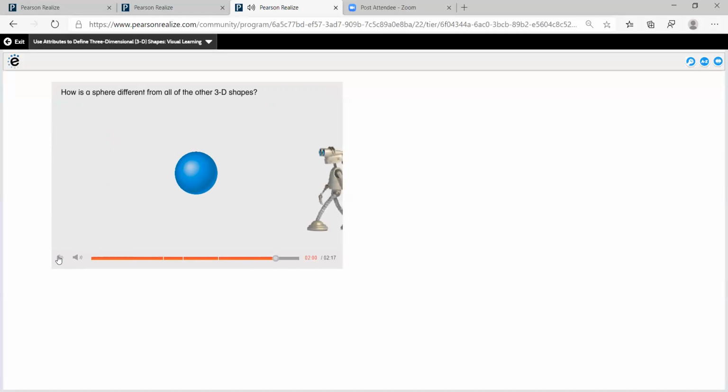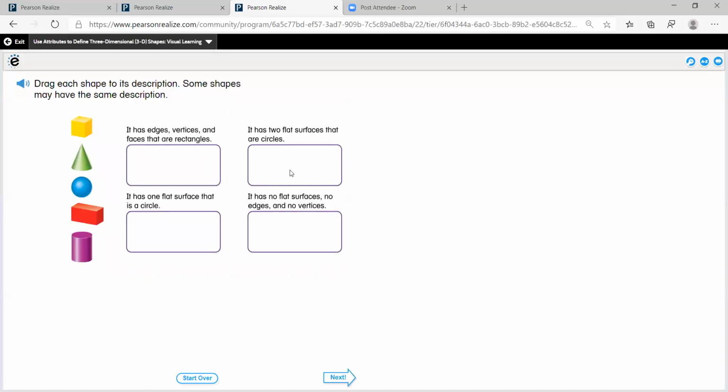How is a sphere different from all of the other 3D shapes? What do you notice about the sphere that you didn't recognize with the other 3D shapes? Okay, we're going to go ahead and do a shape match. I'm going to read some clues. You can guess your answer, and then we'll take a check.